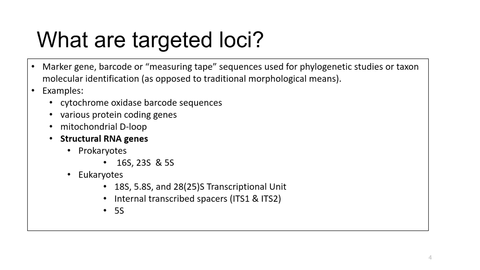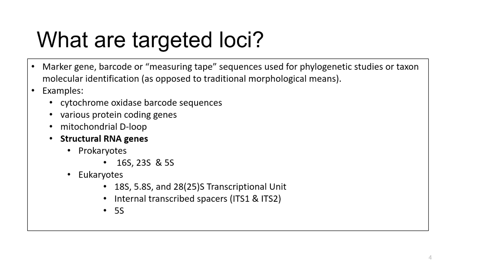Okay, so we talk about things at NCBI called targeted loci. These are things that people think of as marker genes, barcode sequences, and a person that I work with calls them measuring tape sequences, which I think is very nice. You use them for phylogenetic analysis or for taxon identification. And this is molecular identification of taxa as opposed to traditional morphological means where you're keying something out or looking at the structure of a morphology of a colony on a plate or something like that.